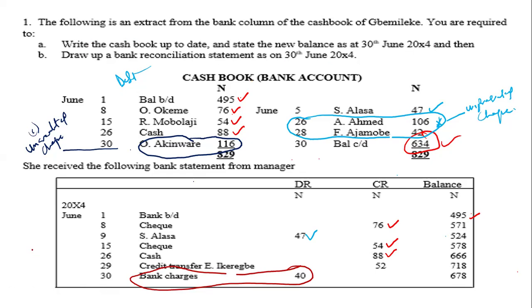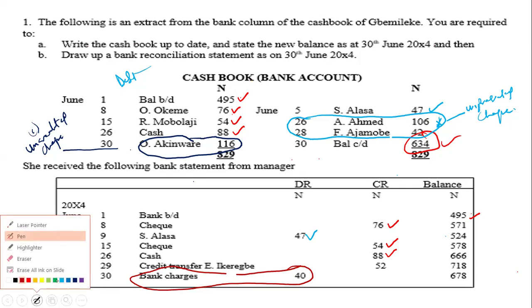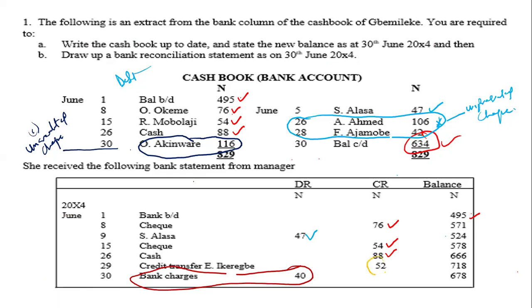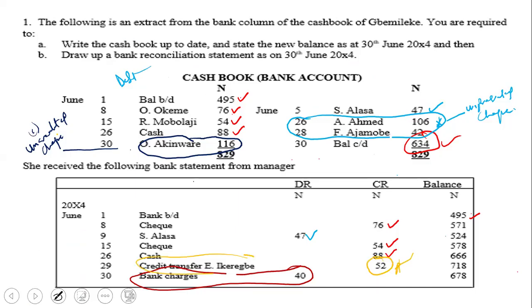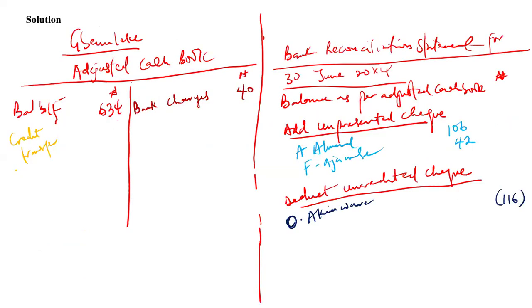Now let's go to the credit side of the bank statement. Is everything there that we have paid? Let's look at that. So we have one item left that you can also see called credit transfer. So what do I do? Credit transfer. From who? The name, Ekeregbe. And what is the amount? Now we can balance our account.